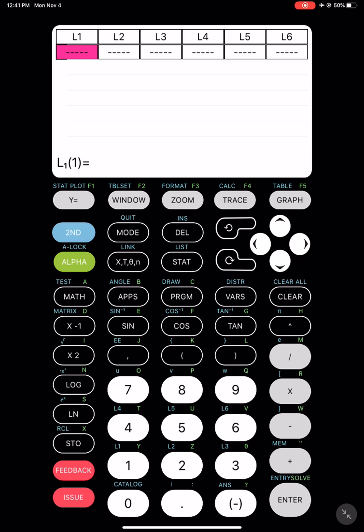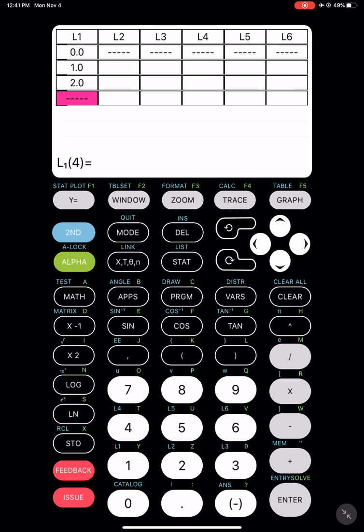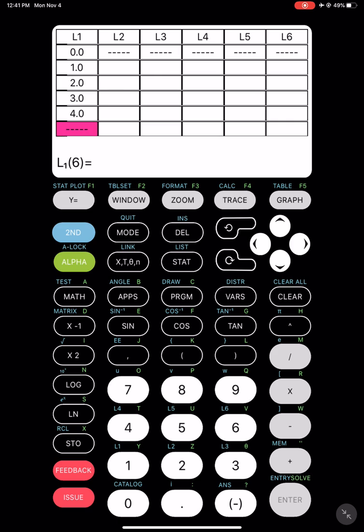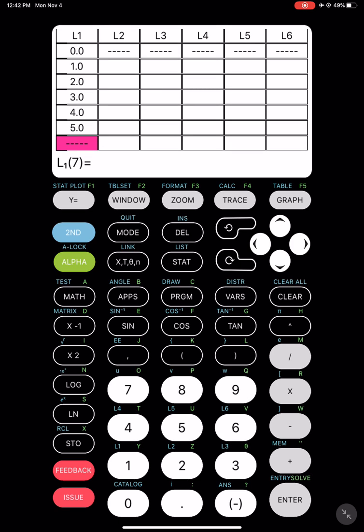Okay, so now if I'm going to type all of those points into my equation, my first point was 0. So my x values are basically 0, 1, 2, 3, 4, 5, 6, 7, 8, 9, 10, 11, 12, 13, 14, 15.